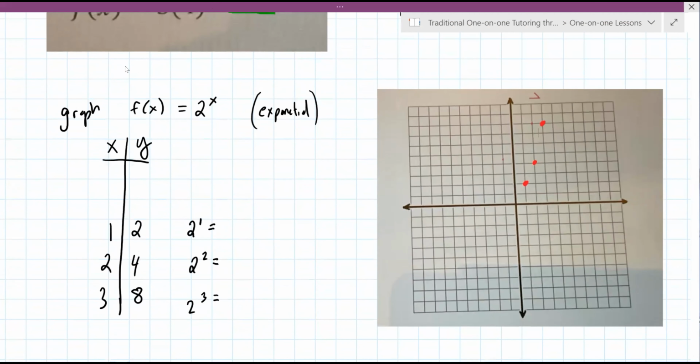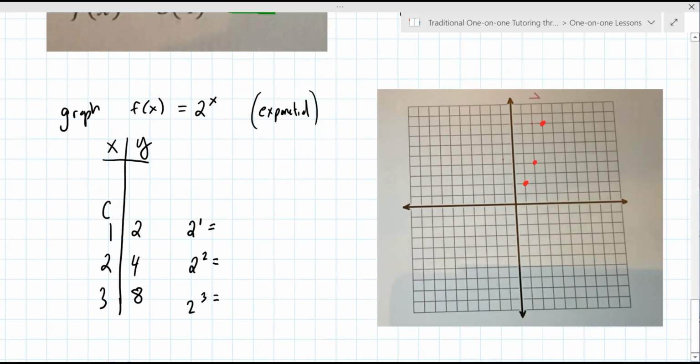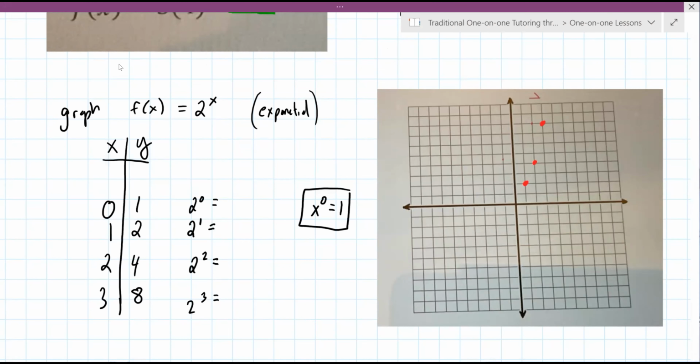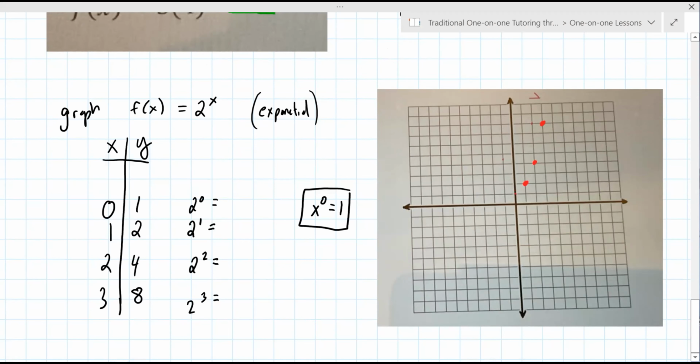So these are the ones that get a little more difficult here. What is 2 to the power of 0? 1. Anything to the 0 power is always 1. Doesn't matter whether it's 2 or a billion, it's always 1. So that's another ordered pair here, 0 comma 1.